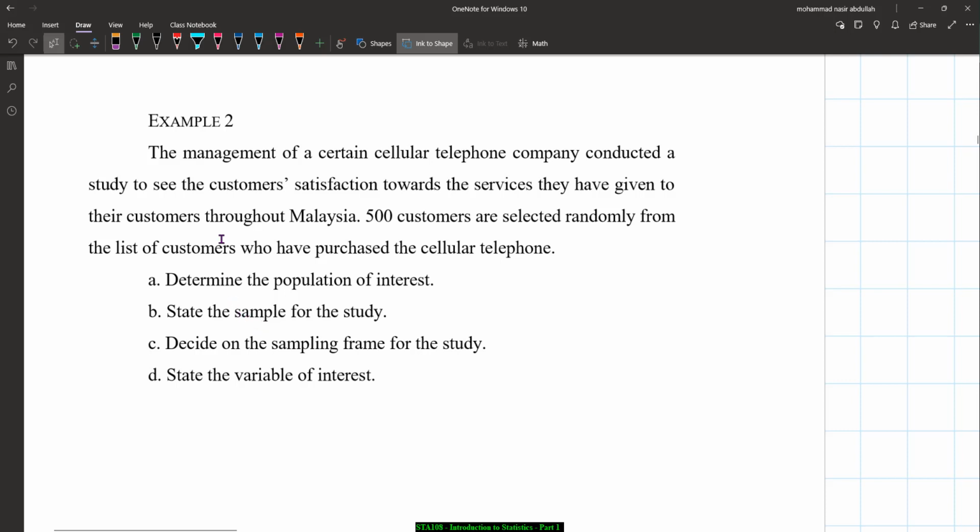The management of a certain cellular telephone company conducts a study to see the customer satisfaction towards the service they have given to customers throughout Malaysia. 500 customers are selected randomly from the list of customers who purchased cellular telephones. So determine the population of interest. What is the population of interest?